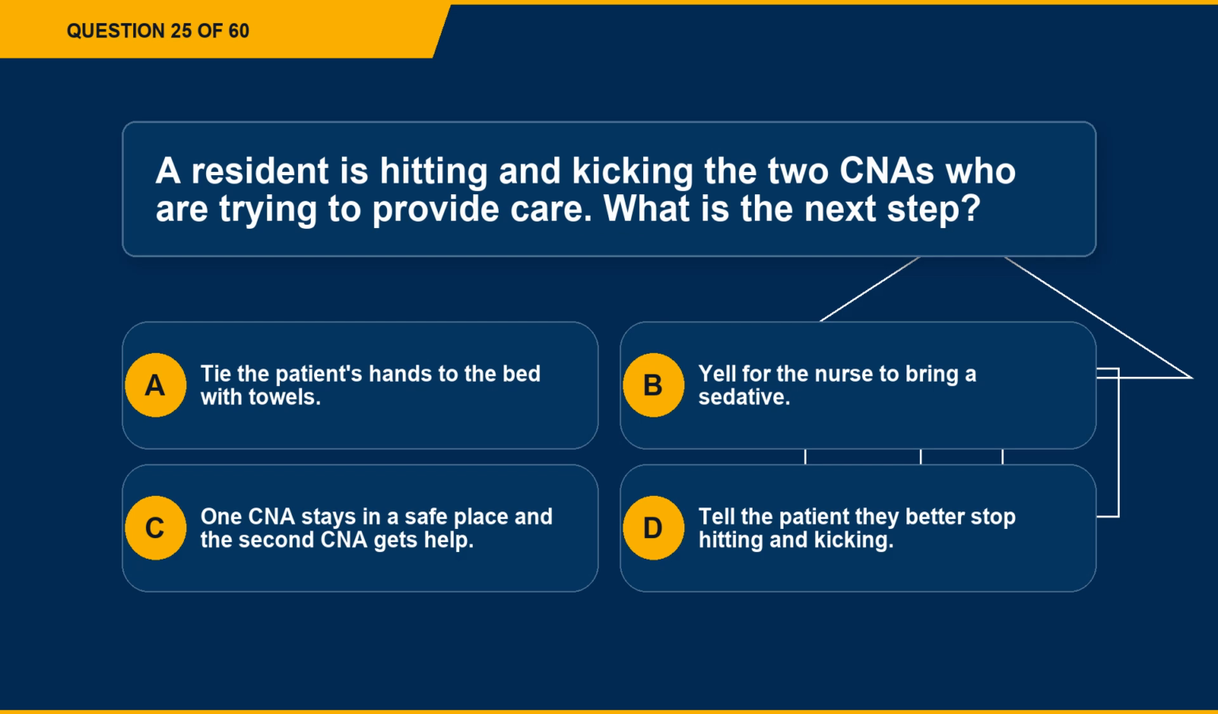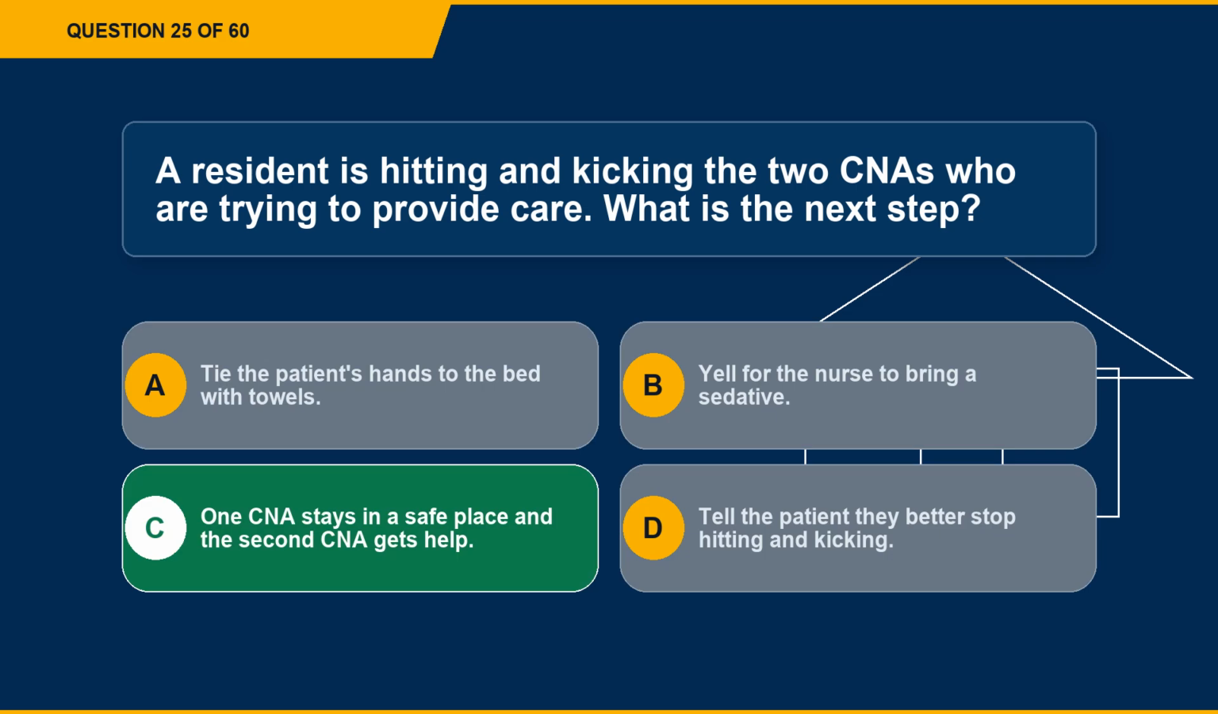Question 25. A resident is hitting and kicking the two CNAs who are trying to provide care. What is the next step? Option A, tie the patient's hands to the bed with towels. Option B, yell for the nurse to bring a sedative. Option C, one CNA stays in a safe place and the second CNA gets help. Option D, tell the patient they better stop hitting and kicking. The correct answer is option C.